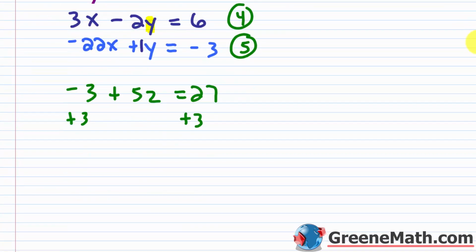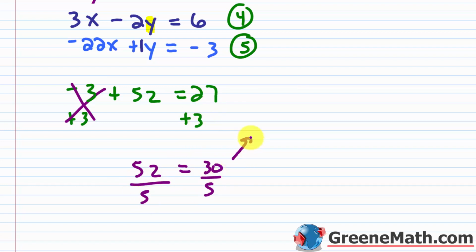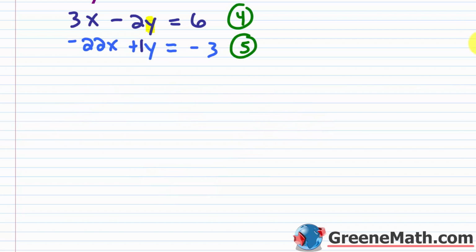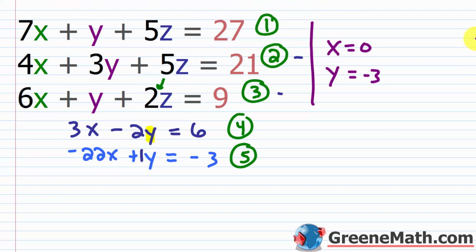I'll come back up. So we know that this is going to cancel. 5z is equal to 27 plus 3, which is 30. Divide both sides by 5, and we get that z is equal to 6. Okay, so let's erase all this, and let's scroll back up. And we'll say, again, z is equal to 6.